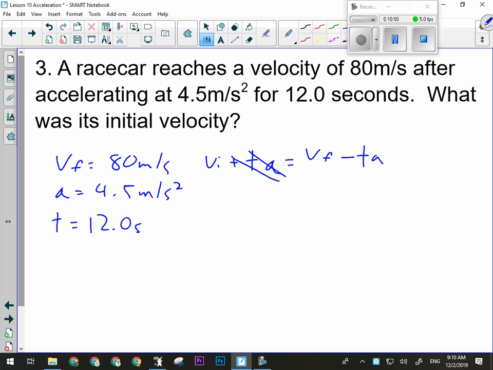The other way you can look at it is this way, okay? T times A gives you the change in velocity. So if I want to find the initial velocity, I would take the final and subtract how much I changed the velocity by. That would give me what I started with, okay? And vice versa. I take VI and I add the change, that will give me VF. Okay, so there's two ways to kind of look at that. All right, so we're going to have here VI equals VF minus T times A. All right, so we plug in our numbers here, and we'll have 80 minus 4.5 times 12.